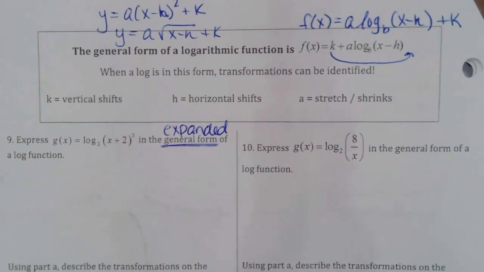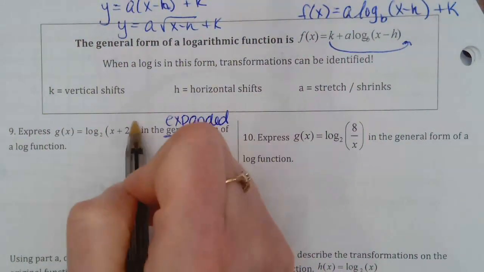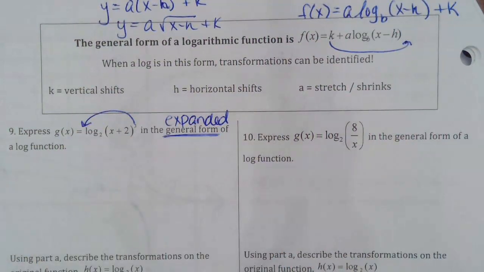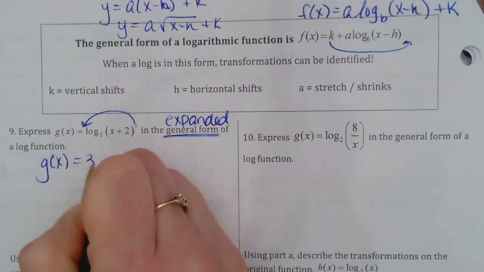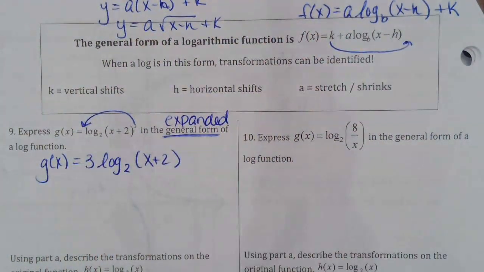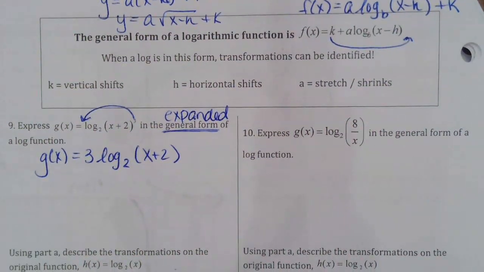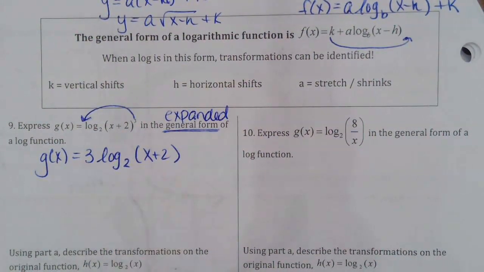But the only way to get these transformations is if we write our log in expanded form, which taps into the rules from yesterday. So yesterday, we said if there's an exponent within a log, what it needs to do is pop out front and become a coefficient. So this would be g of x is equal to 3 log base 2 of x plus 2. That is as expanded as I can make it because the only other rules we have are for multiplying and dividing. We don't have any rules for adding. So this is as far as I can go.